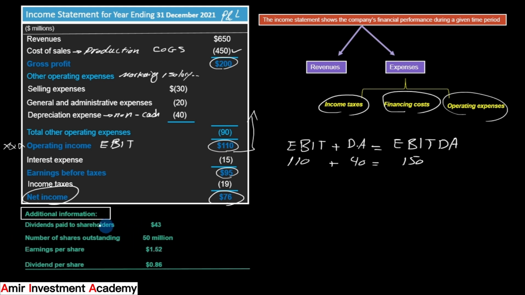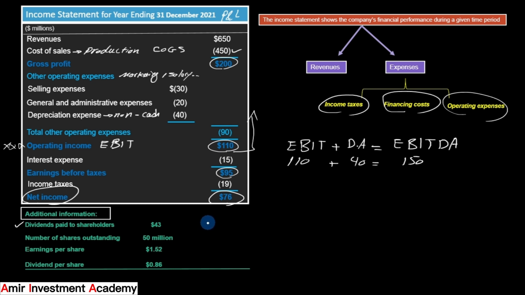These are the additional pieces of information that you are likely to see when you look at a company's income statement. The first line is called dividend paid to shareholders. We have an equity section, which we will talk a lot more about in the equity section of the course, but here I'm just going to briefly talk about them.